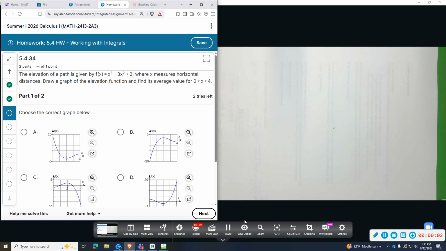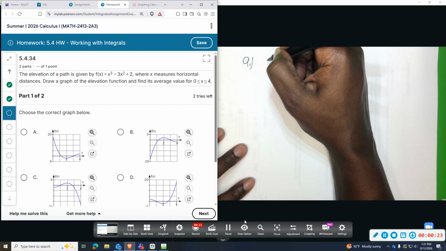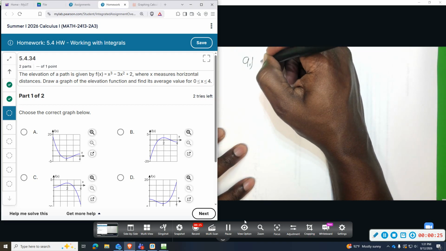All right, number 9, elevation path is given by the function x cubed minus 3x squared plus 2. X measures the horizontal distance. We're going to draw a graph of the elevation function and then find the average value from 0 to 4. All right, we're going to do this one by hand.